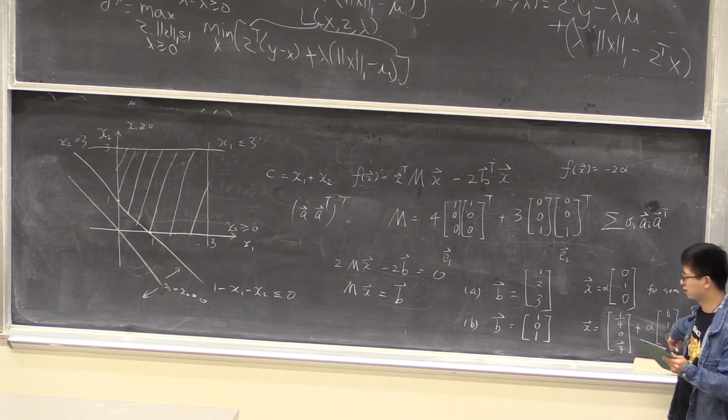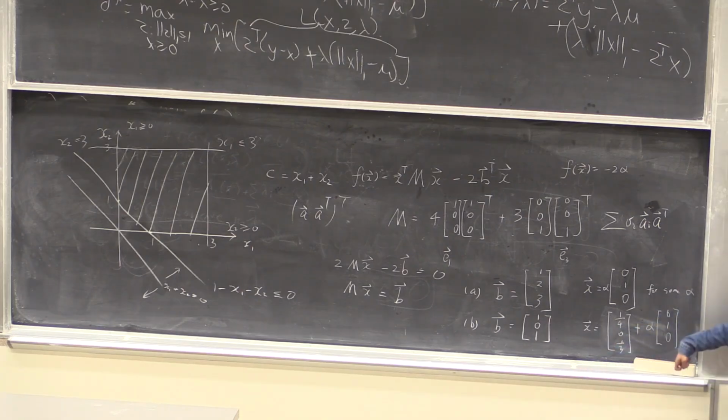Just to make sure, in part A, the reason we got negative infinity was because B had a value that was not in the span of M. Yes. So if we were doing minus 2B transpose x, that value goes to negative infinity. Yes. That's why.